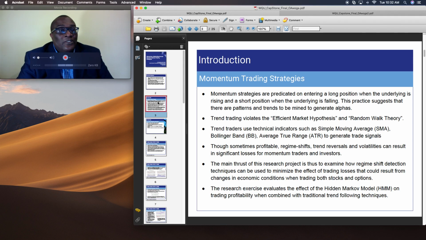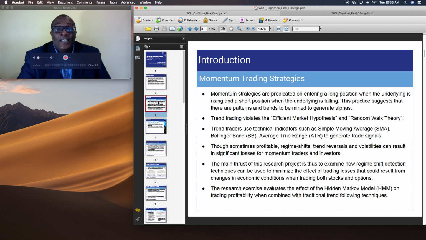So, what is momentum trading? Momentum traders generally seek to look for patterns in stock movement and leverage that to enter buy and sell positions. Typically, they use technical indicators such as simple moving average, Bollinger Band, and average true range to generate their trading signals.